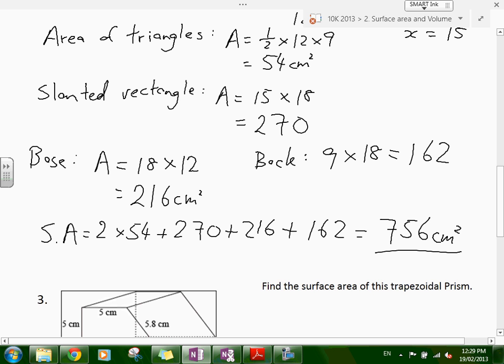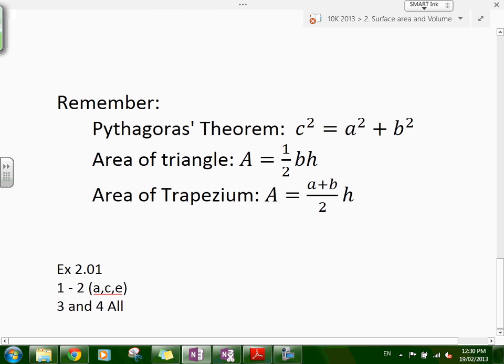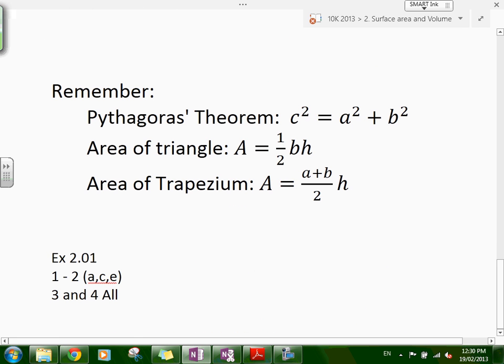Okay, so that's the way to do it. You break it up and find each part. I was going to do another example, but I won't. It's just a trapezoidal prism. I just need you to write down a reminder of a couple of things. Please write this down, and then I'll go back up to the examples if you need them.